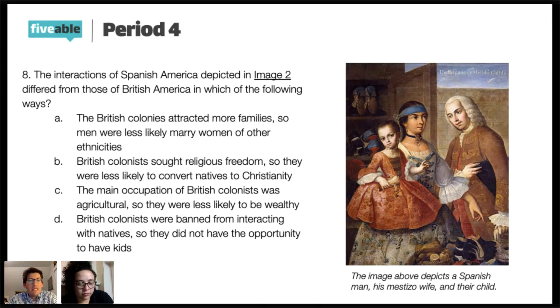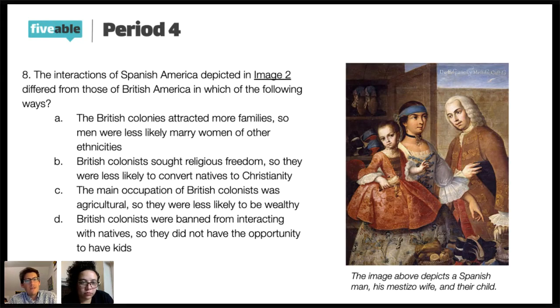And in this image, the man himself looks like he's fairly well off, but that does not necessarily mean that was the purpose of this image, nor did that necessarily mean the British were less well off. And then D, British colonists were banned from interacting with natives, so they did not have the opportunity to have kids. Well, there was no such ban, particularly from government, on that type of interaction. Although likely carrying out wars against them would have been discouraged, but there was no specific ban in that way.